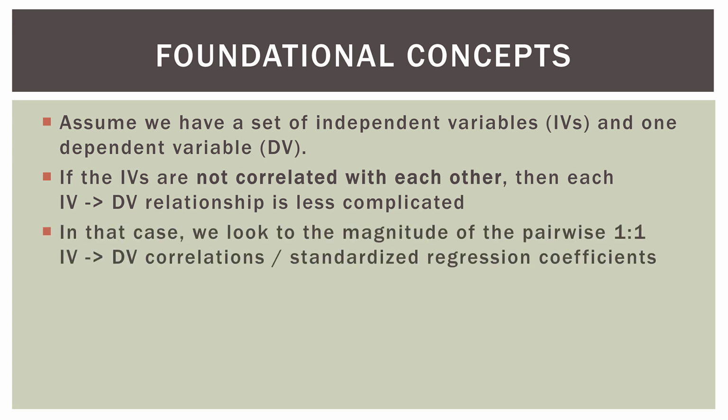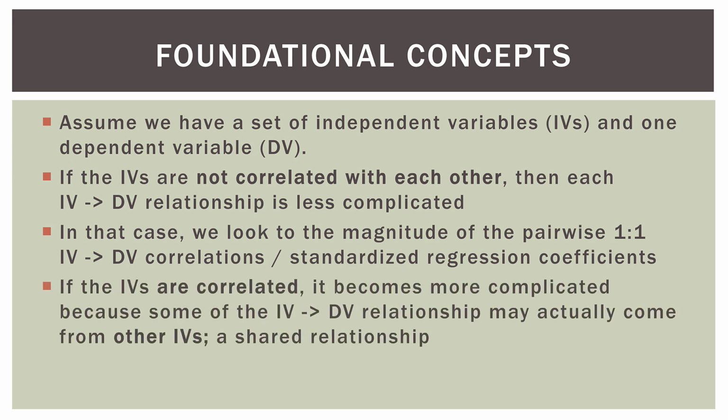So back to math. In that case, we look to the magnitude of the pairwise or one-to-one IV to DV correlations, or when we get to regression, the standardized regression coefficients. So the way to sum that up is that if the IVs are not related to each other, then we're just looking at IV to DV, in this case in 3 instances. Now, if the IVs are correlated, it becomes more complicated.